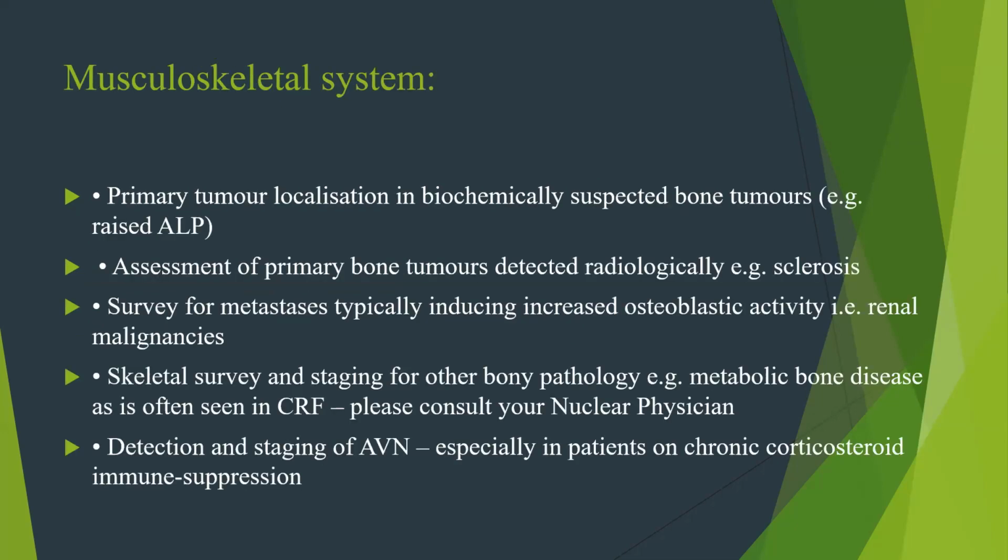Talking about the musculoskeletal system, we can do imaging of the primary tumor in biochemically suspected bone tumors, for example raised ALPs, or assessment of primary bone tumors detected radiologically, for example sclerosis, survey for metastasis typically inducing increased osteoblastic activity, for example renal malignancies, skeletal survey and staging for other bony pathologies, detection and staging of AVN, especially in patients of chronic corticosteroid immune suppression.